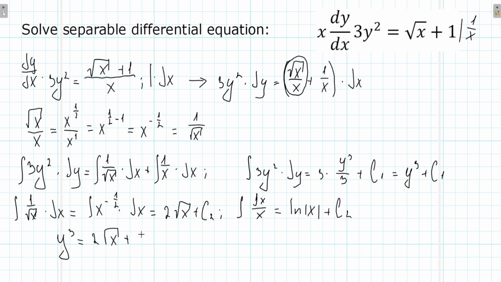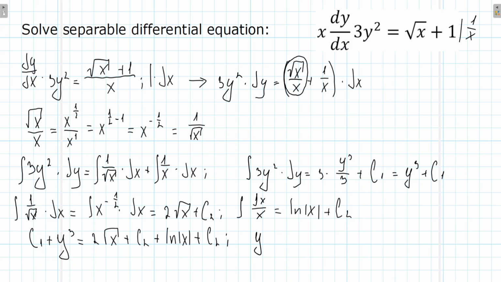So we have that y cubed is equal to 2 square roots of x plus some constant c2 plus the natural log of x plus some constant c2. I forgot the constant c1, I'm sorry. Great. Now let's subtract the constant c1 from both sides of our equation.